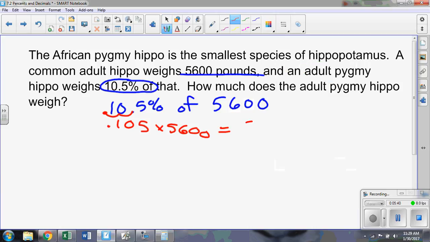Yeah, it's still really heavy. I mean, come on, it's a hippo. Even though it's a tiny hippo, it's still a hippo. And then there, we're done.